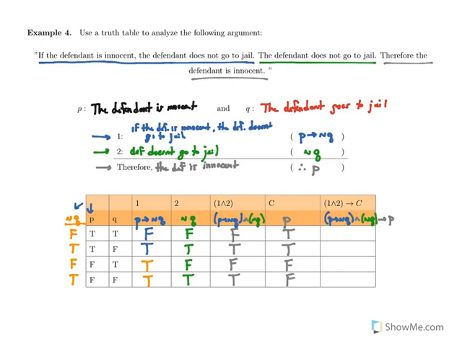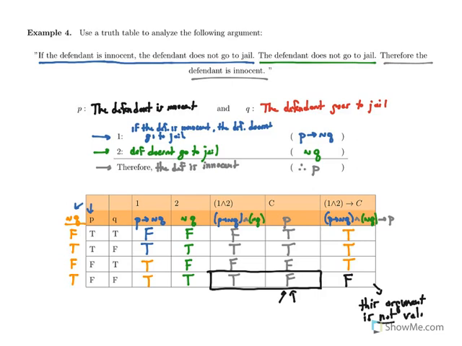And then we think about our big argument, if 1 and 2 implies C. So note that we have vacuous truth in our first and third row. We have a truth in our second row because we have true in the antecedent, true in the consequent, but we have false in the fourth row because of the false in the consequent. So therefore, this argument is not valid.